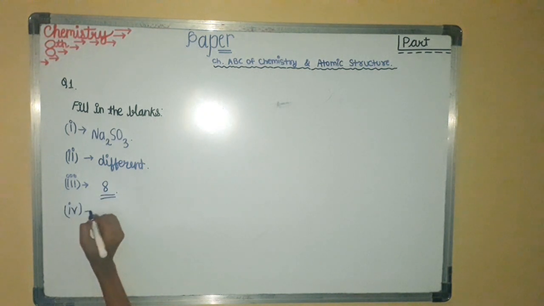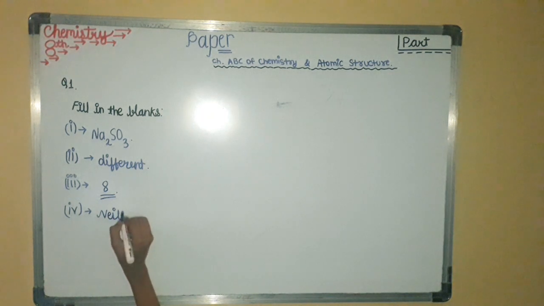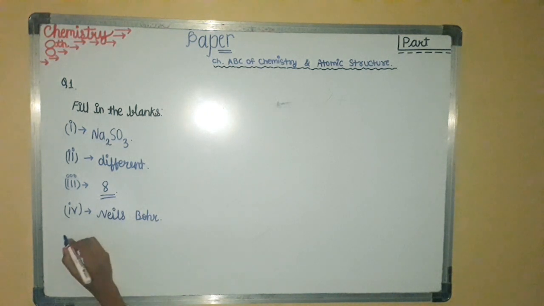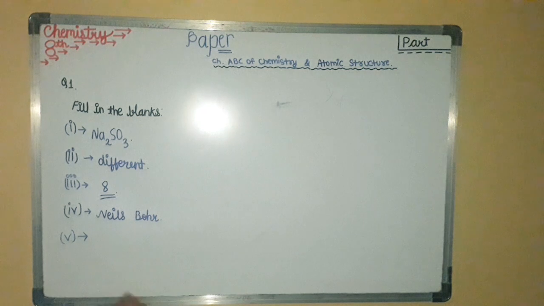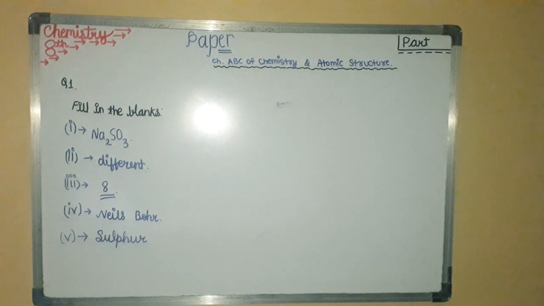Fourth is the concept of orbit was introduced by. So the scientist who introduced the concept of orbit is Niels Bohr. This is the name of the scientist. Now next question. The element with highest atomicity is, and the answer is sulfur. Sulfur is the only element with the highest atomicity.